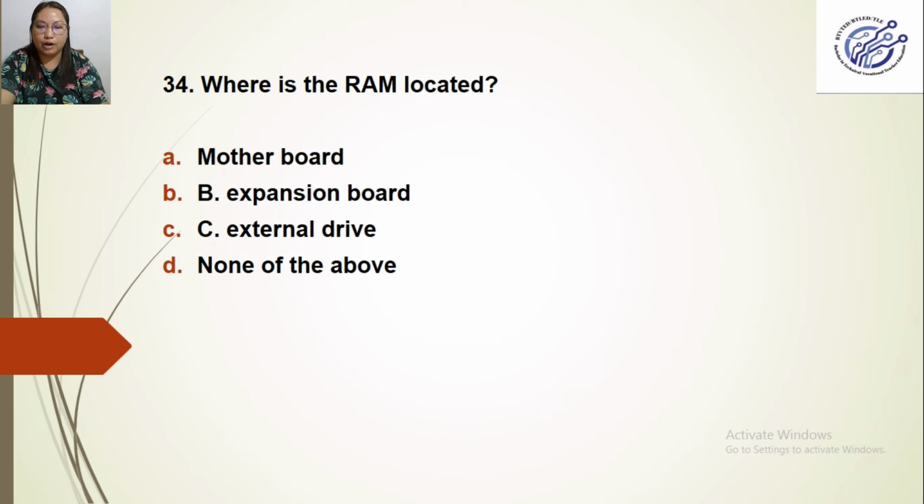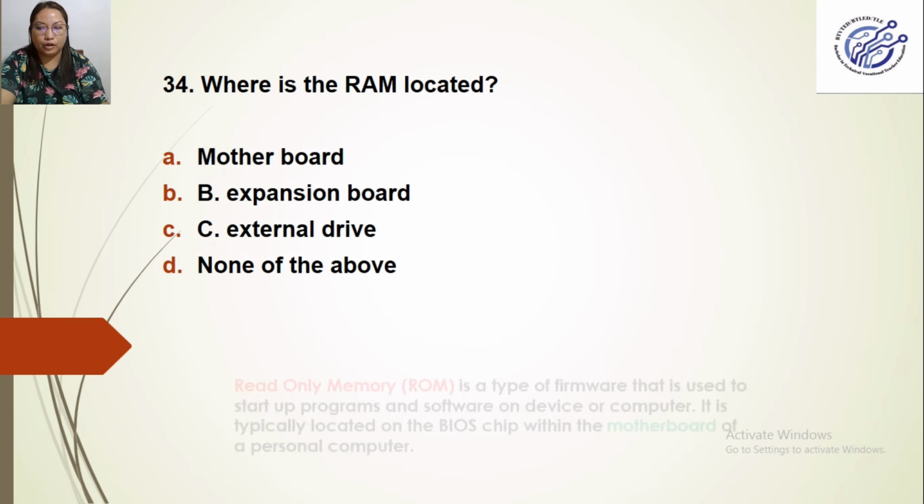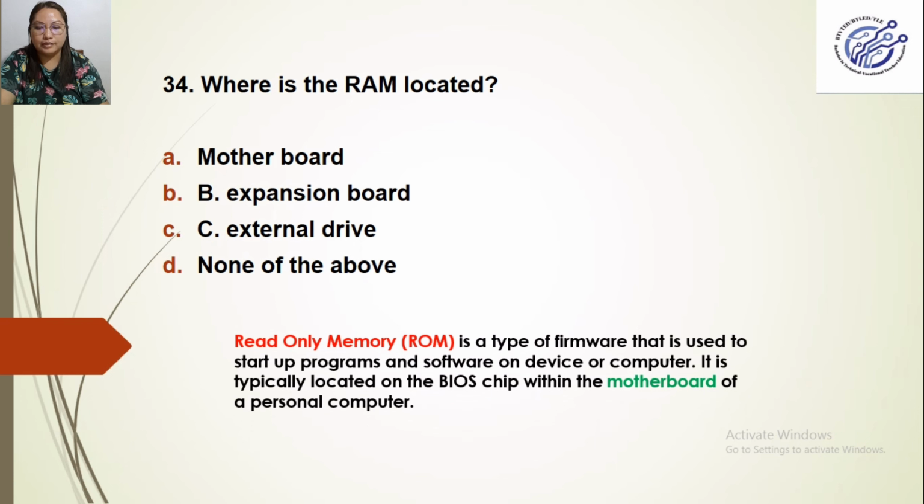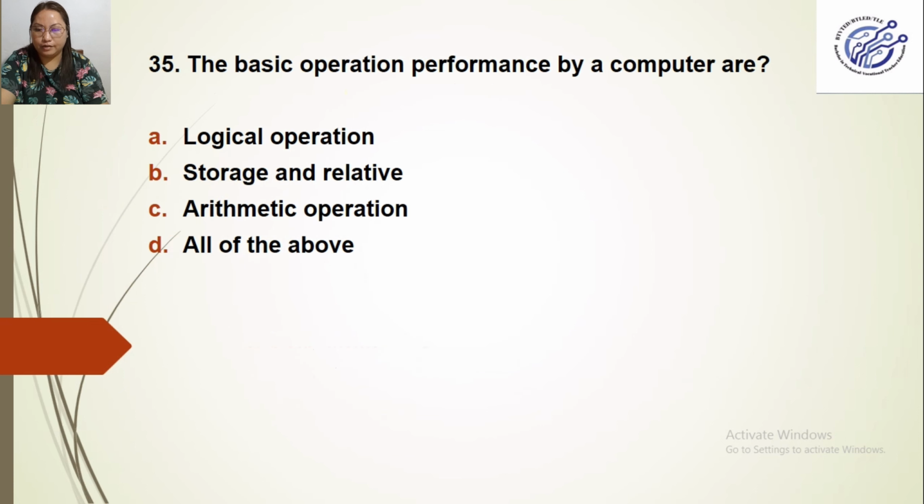34. Where is the RAM located? So, sinabi na po din ito kanina na yung ating RAM saka ating ROM ay nakikita po sa ating motherboard. Nagkamali po dito, pero the same pa rin po yung ating ROM and RAM is located po sa ating motherboard. So, number 34 is letter A, motherboard.